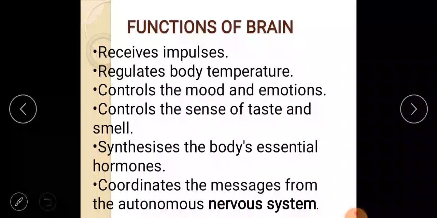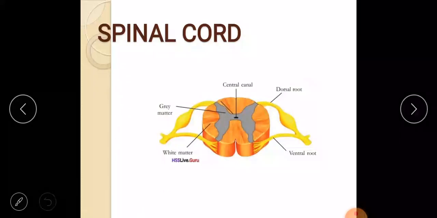It receives the impulses. It also helps in regulating the body temperature, controls the mood and emotions, controls the sense of taste and smell, synthesizes the body's essential hormones, and coordinates the messages from the autonomic nervous system. That was all about the brain.